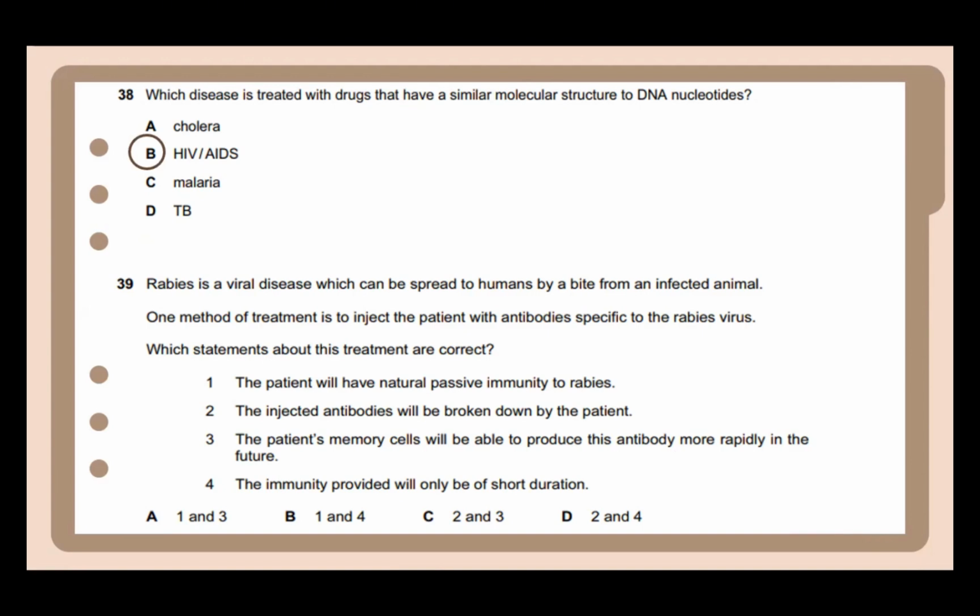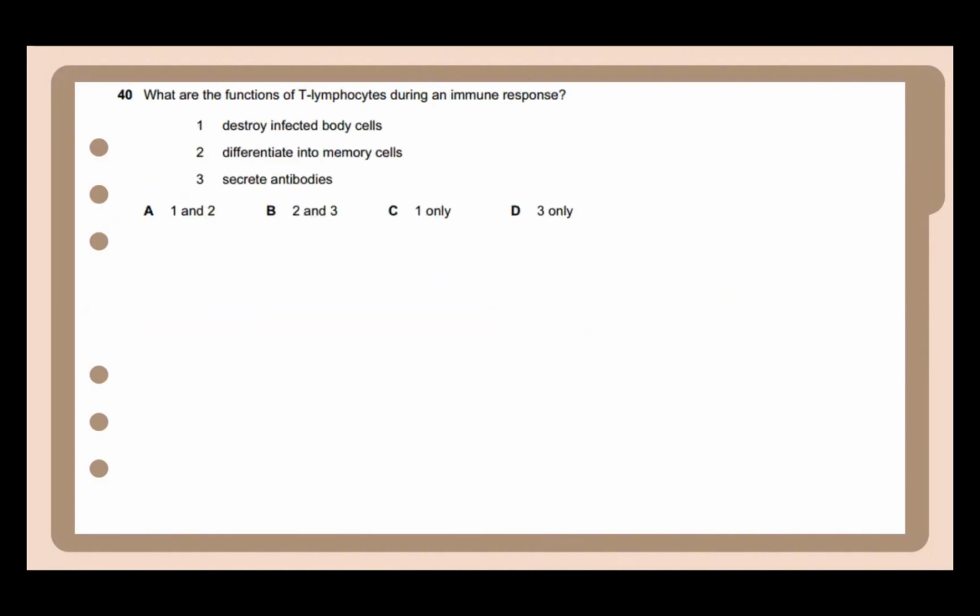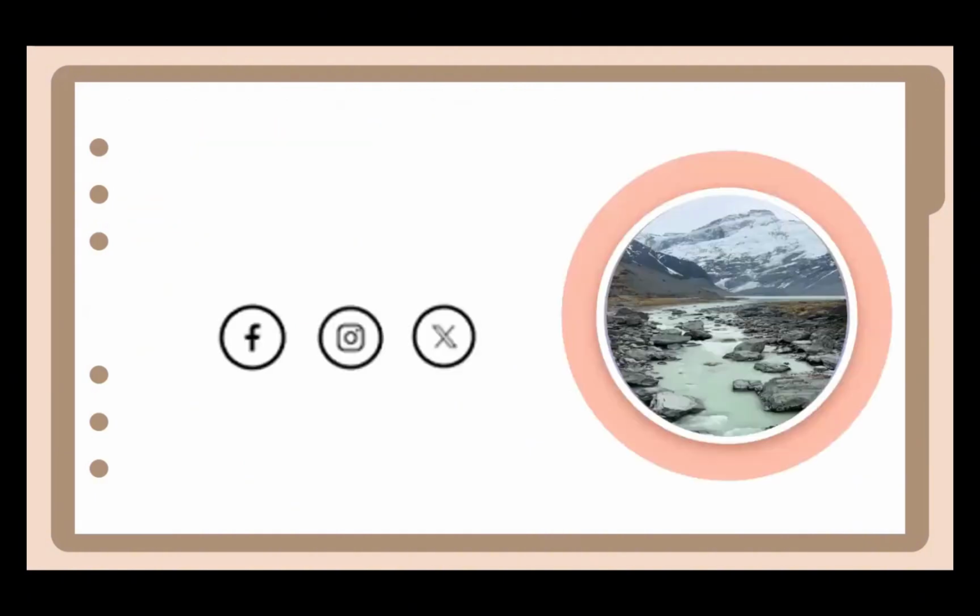Rabies is a viral disease which can be spread to humans by a bite from an infected animal. One method of treatment is to inject the patient with antibodies specific to the rabies virus. Which statements about this treatment are correct? The answer will be statements 2 and 4. What are the functions of T lymphocytes during an immune response? The answer is to destroy infected body cells and differentiate into memory cells.